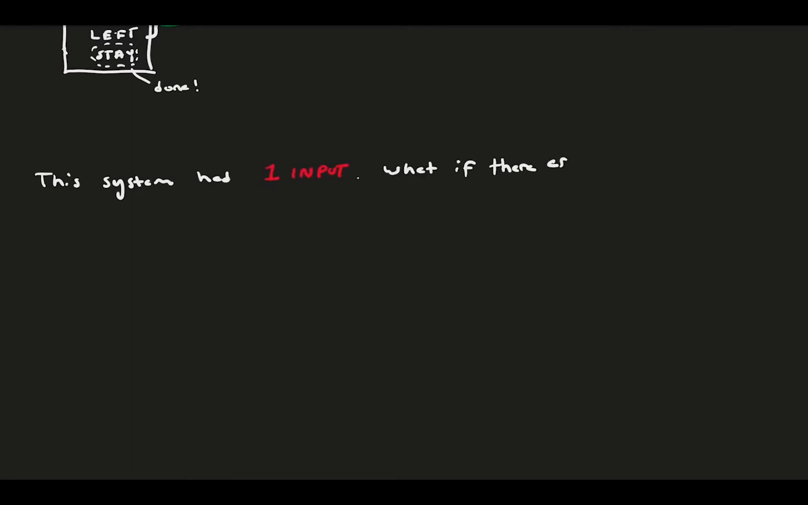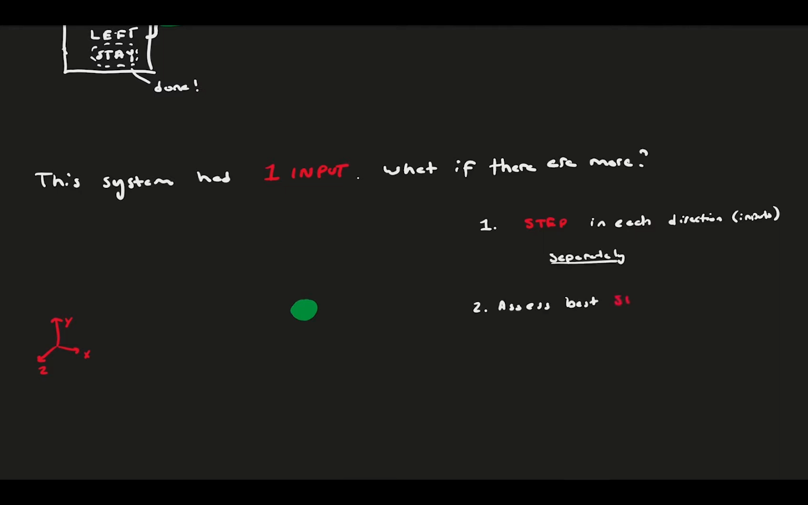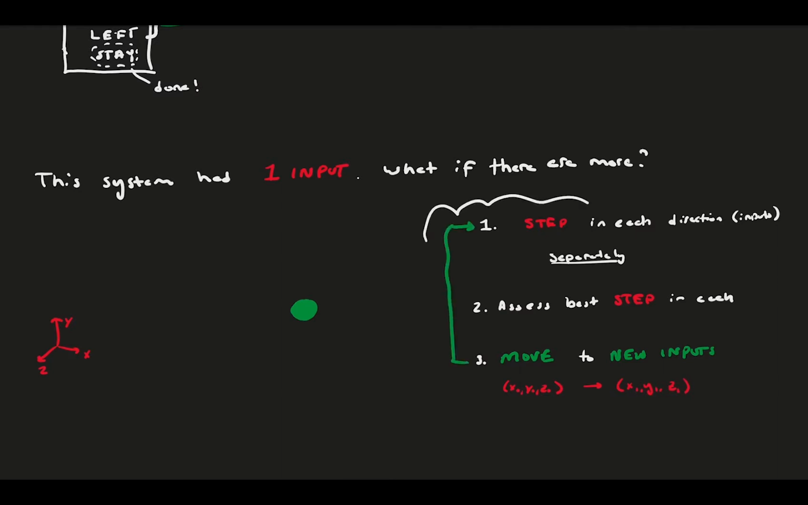You do the same procedure, but for each input type or dimension. Consider a point in 3D space, and it has the ability to step in 3 separate directions, so 3 inputs. First, you step in each direction separately. Then, you assess your best step in each direction. Finally, you move your location to the new location, meaning you take the best step in all 3 directions. This is your new location where you can run another iteration.